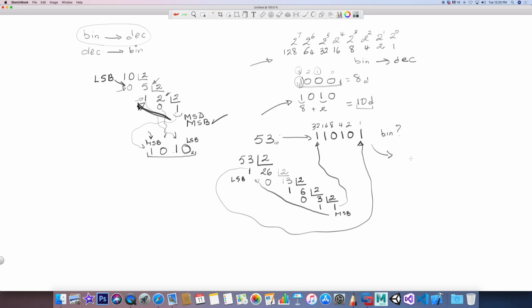So we're going to convert back to decimal, and we're going to add up 32 plus 16 plus 4 plus 1, right? If you add all this up, what do you end up with? 53 in decimal. So I hope this little tour gave you an idea how to convert from decimal to binary.